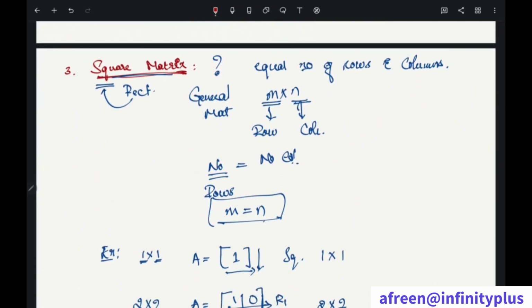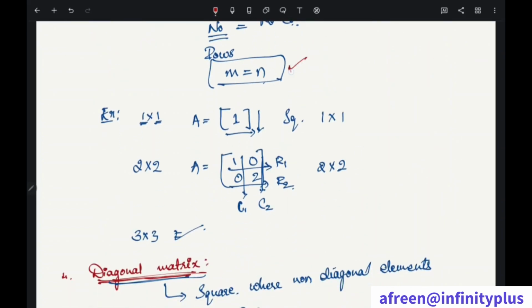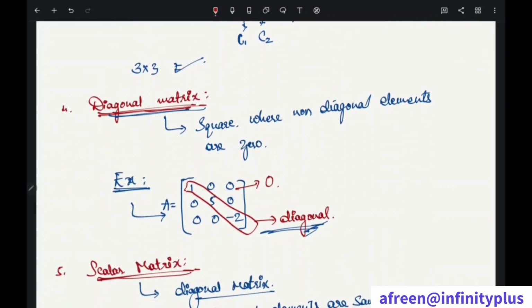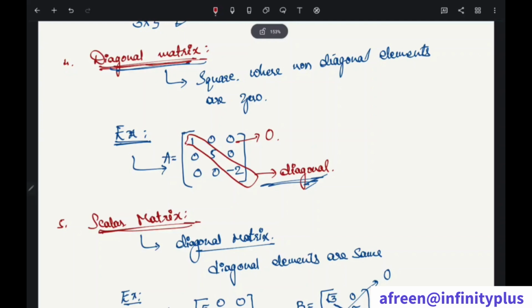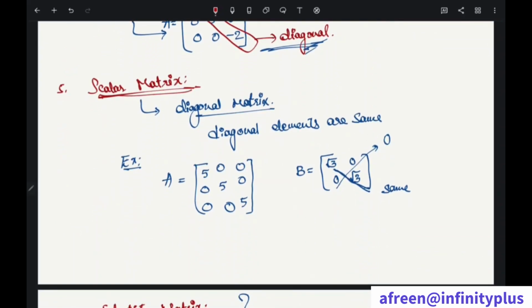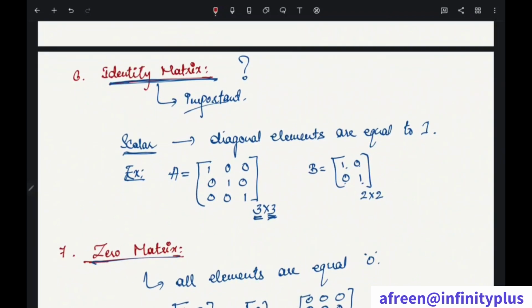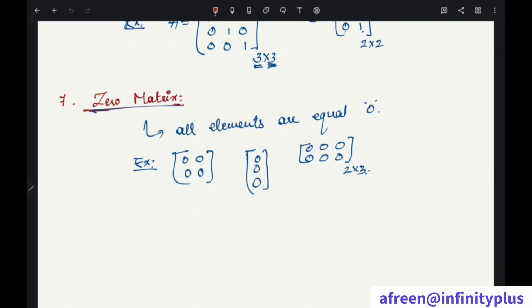Next is the square matrix, where the number of rows is equal to the number of columns, and this condition is very important for the square matrix, because it has been asked many times in the CT exams and all. So please do remember this condition for the square matrix. Next is the diagonal matrix, where the diagonal elements are not zero. Next is the scalar matrix, where the diagonal elements are the same. Identity matrix, where the diagonal elements are equal to 1. And the last one is the zero matrix, where all the elements of the matrix are equal to 0.